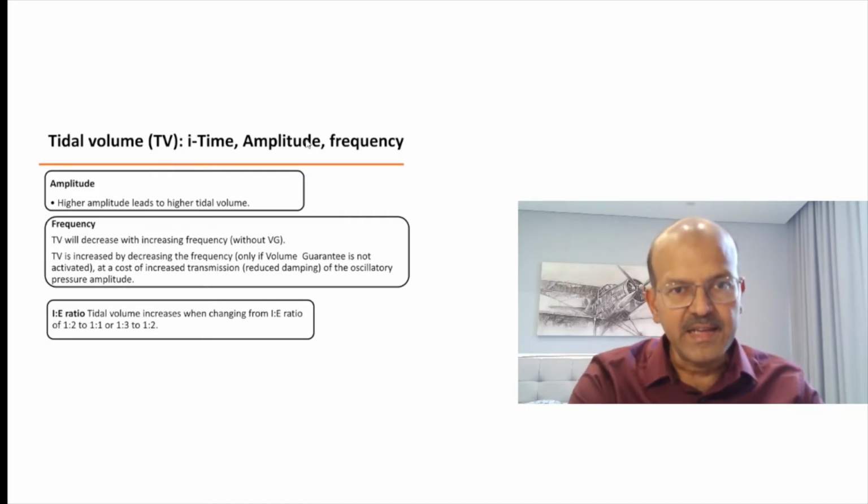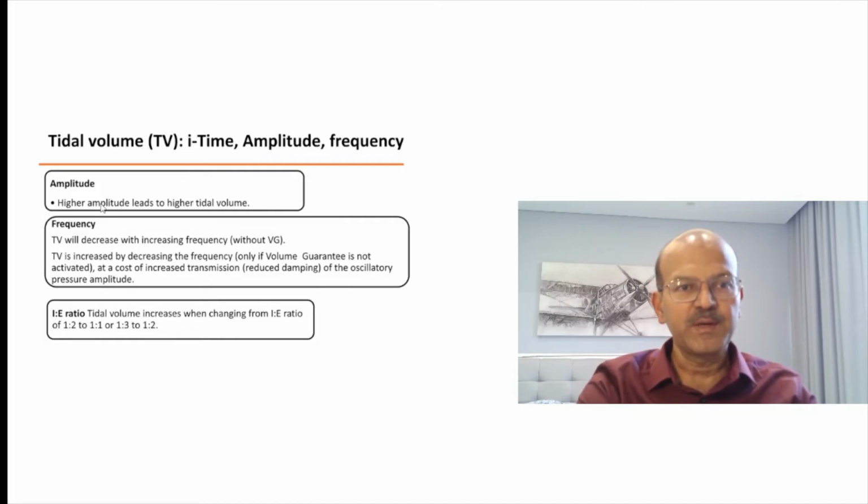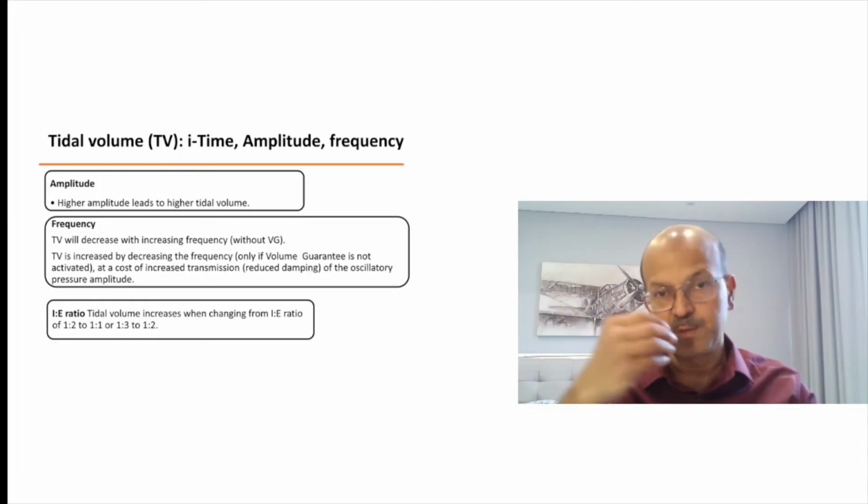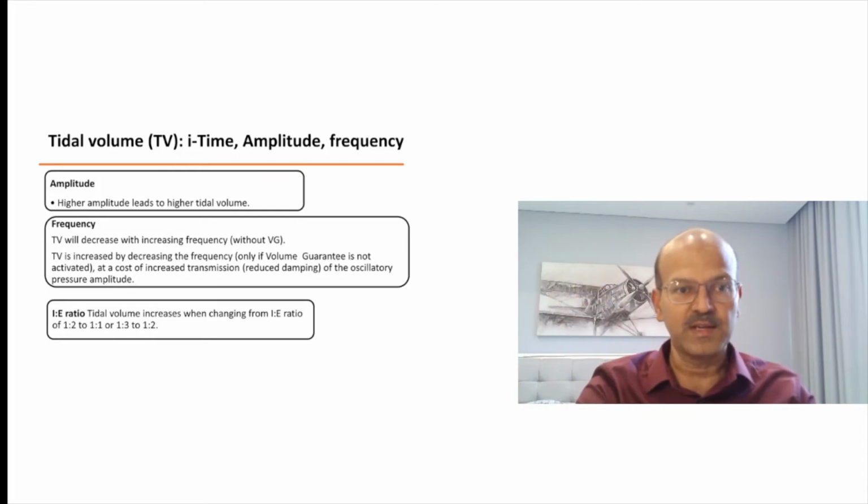What about the I time, amplitude and frequency? So the higher the amplitude, we get a higher tidal volume. And in terms of frequency, the tidal volume will decrease with increasing frequency without volume guarantee. So the approach is different, and the tidal volume is increased by decreasing the frequency only if volume guarantee is not activated. But this occurs at a cost of increased transmission of the oscillatory pressure amplitude because there is reduced damping. So remember that if you reduce the frequency, you can cause more injury to the lungs.